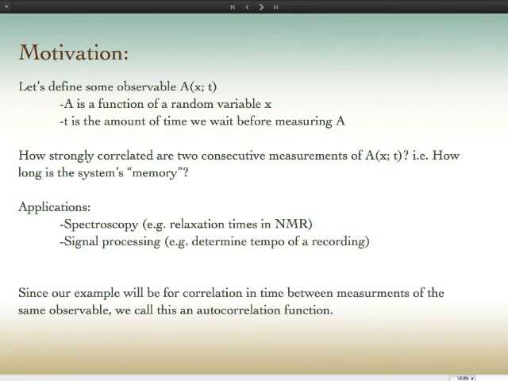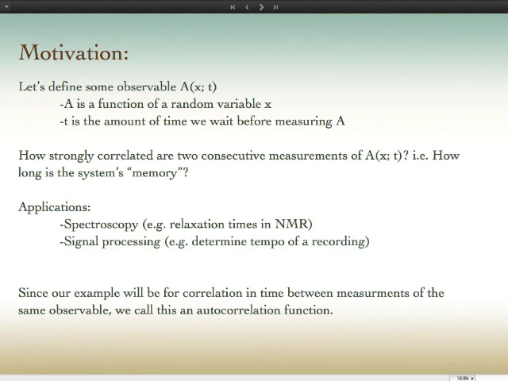Let's talk about the motivation here. Why would we want to study time correlation functions? So let's first think about some sort of observable. And this observable is going to be a function of a random variable x, and it's going to change over time. So just to give some concrete example, let's say a weather vane on the roof of a house.